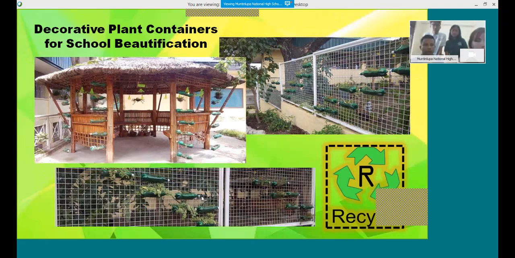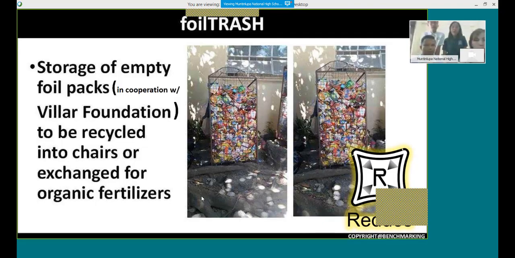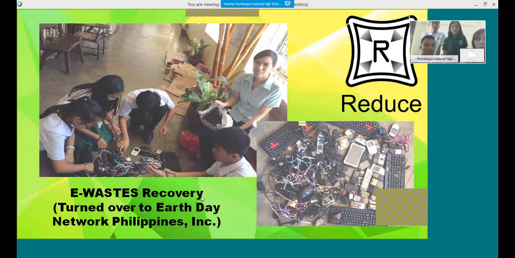Bottles are also used in coming up with decorative plant containers, and that is for our school beautification. That is a vertical garden that utilizes PET bottles as the main container of the plants. And the foil storage, which is a storage of empty foil packs, which we cooperate with the Villar Foundation to be recycled into chairs or exchanged for organic fertilizers. Recovery, wherein we gather different used electronic devices or wastes that are turned over to the Earth Day Network for proper disposal.